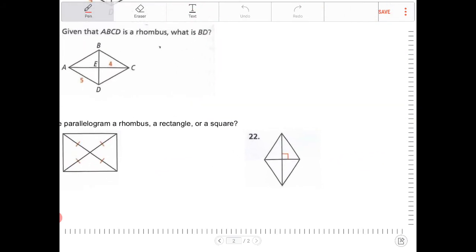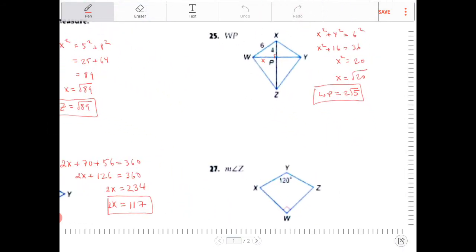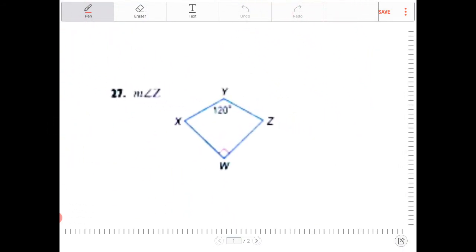Okay. Whoops. Angle Z. So this angle down there is 90. So this is x and that's x. Actually, I'm going to call this angle Z. So 2z plus 90 plus 120, again, is equal to 360. 2z plus 210 is equal to 360. 2z is equal to 150. Z, therefore, is equal to 75.